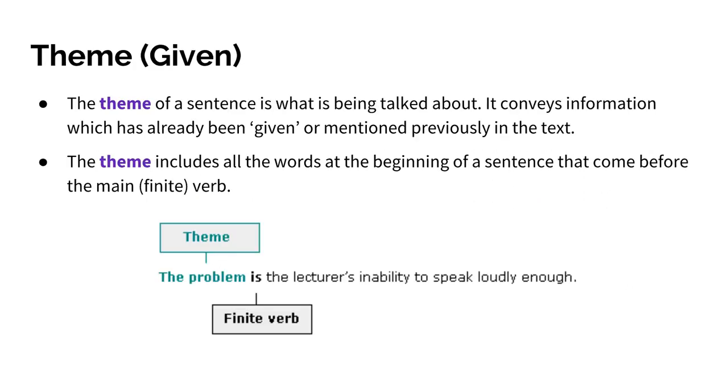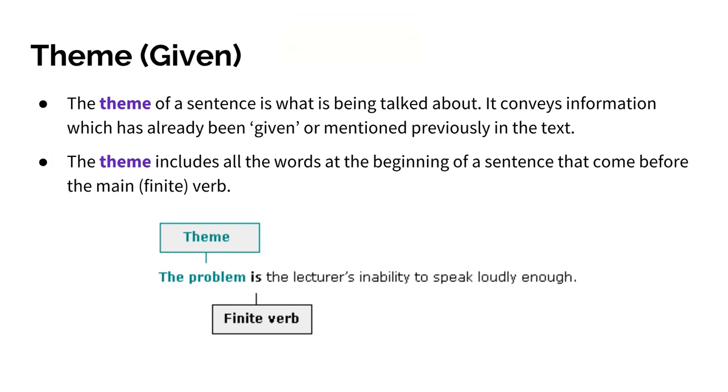So what do we mean by the theme? Well, that's the given information. It's generally what the sentence is about. And we say it's given because the reader has at some point already been introduced to this information. It's easy to locate in the sentence because it's the part of the sentence that comes before the main verb.